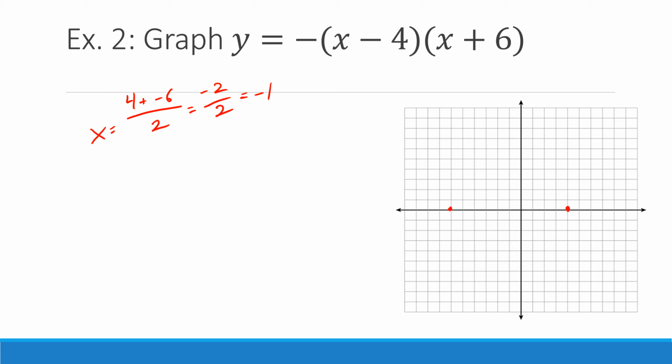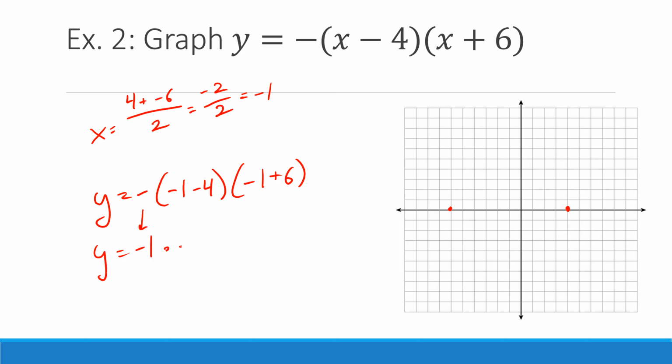So the x-coordinate of my vertex is -1, and you know that in order to find the corresponding y-coordinate of any x-coordinate, just plug it in. So here we go, I'm plugging it in, do the parentheses first. Remember, this negative is like -1. Here I have -5. Here I would have +5. And so -1 times -5 times 5 is 25.